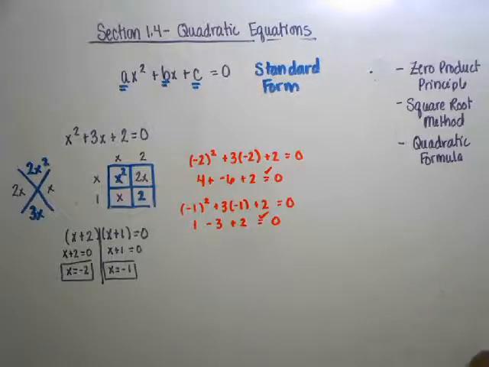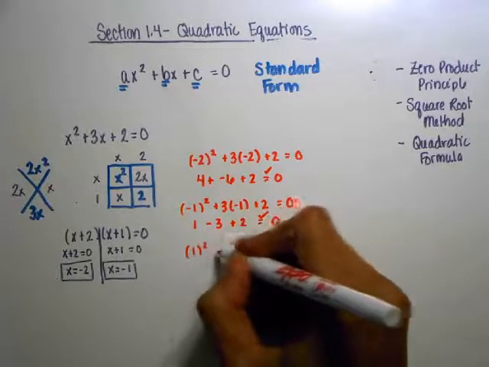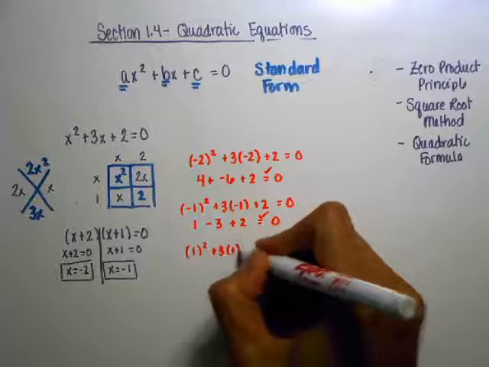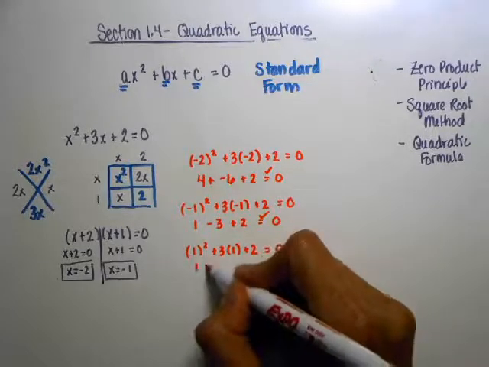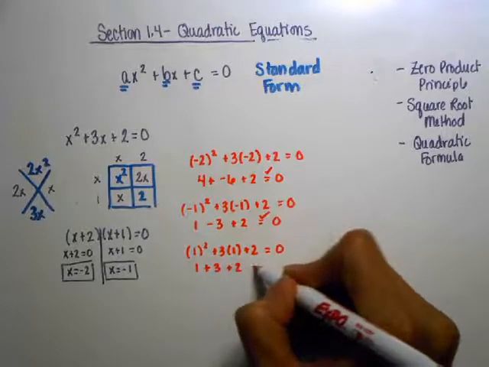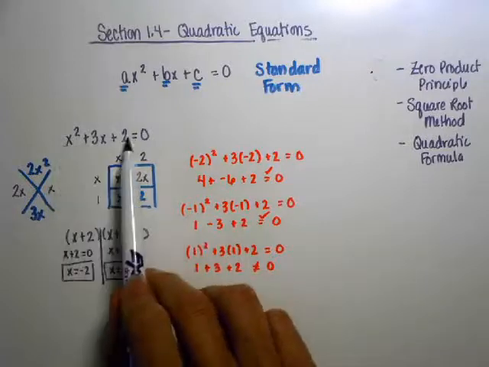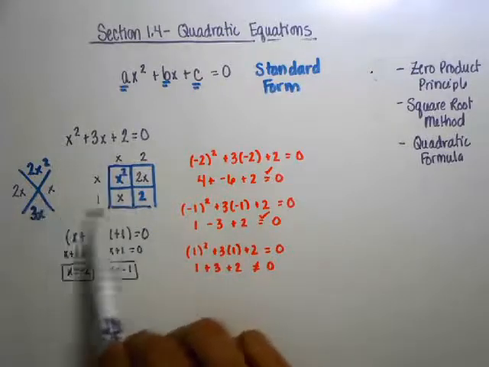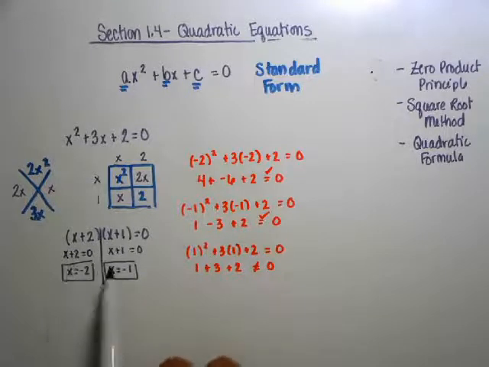So for example, if I said, well, what about 1? If I take 1 squared and I do 3 times 1 plus 2 is equal to 0, I get 1 plus 3 plus 2, which does not equal 0, and the number 1 is not a solution. So the idea is you're going to take your quadratic equation, factor it, and then you're going to set each part equal to 0, and those will be your solutions.